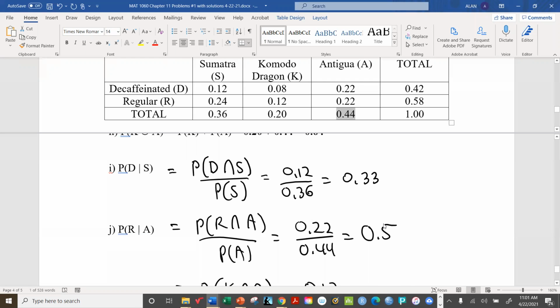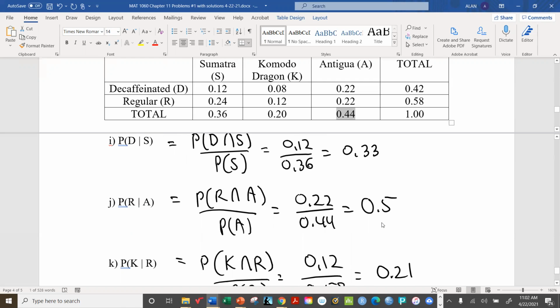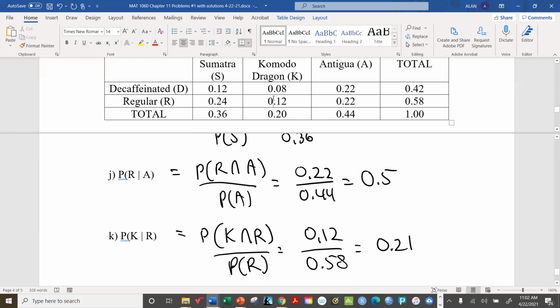All right. I think there's one more. Yes, K given R. Komodo dragon given regular. So among all the regular flavors, if I choose a regular flavor, what's the likelihood that it's Komodo dragon? So I need to know the intersection between K and R right here. 12% divided by 58% total regular coffee. And so that works out to approximately 0.21.